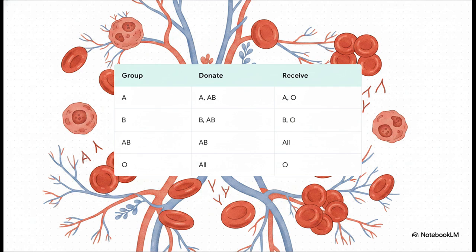Group AB blood has both antigens but zero antibodies against them. That makes them the universal recipient. They can safely take blood from anybody. On the flip side, Group O has zero surface antigens at all to trigger an attack, which makes them the universal donor. They can give blood to anyone.